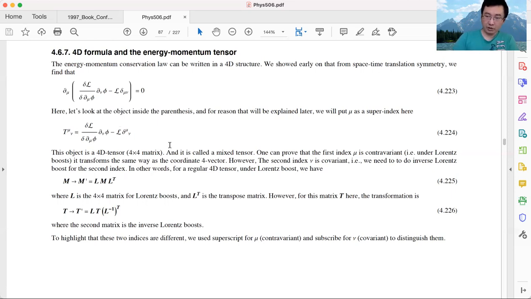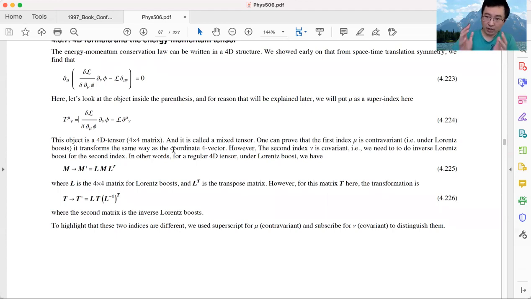As we learned early on, what is a rank 2 tensor? First of all, a rank 2 tensor needs to be a 4x4 matrix. A rank 1 tensor is a vector, it's 4 by 1. And a rank 2 tensor is a matrix, it's 4 by 4, as we learned earlier.